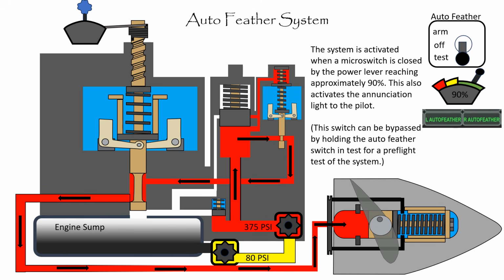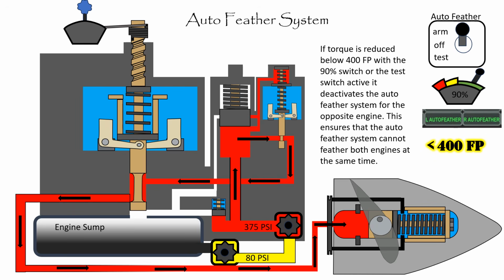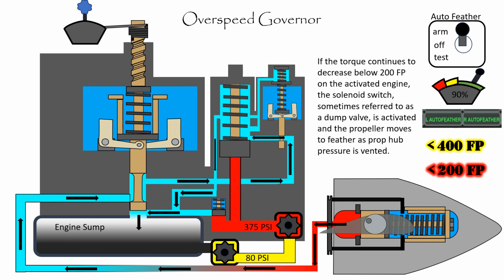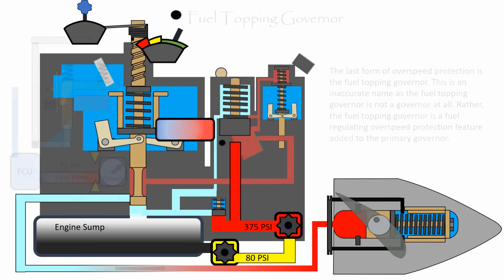This switch can be bypassed by holding the auto feather switch in test for a pre-flight test of the system. If torque is reduced below 400 foot-pounds with the 90% switch or the test switch active, it deactivates the auto feather system for the opposite engine. This ensures that the auto feather system cannot feather both engines at the same time. If the torque continues to decrease below 200 foot-pounds on the activated engine, the solenoid switch, sometimes referred to as the dump valve, is activated, and the propeller moves to feather as prop hub pressure is vented.